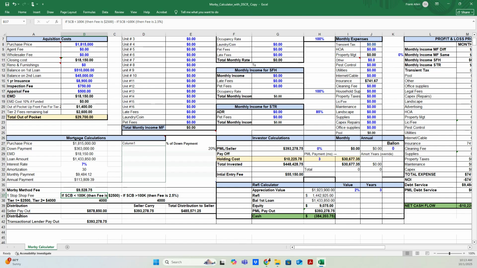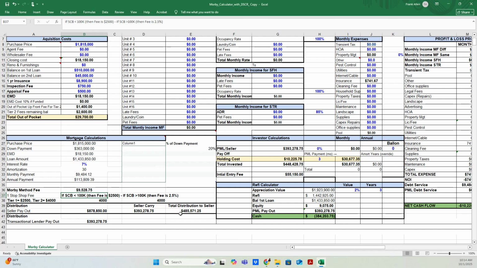And then down here shows the distribution. I also want to separate this as our calculator box as well. But anyways, here's the distribution to the seller payout. This is what the mortgage will be. This will be what the total loan amount will be, which will be your mortgage, the buyer. And then from this, the seller will carry $393,278, and then their distribution check will be $485. So that's the loan.